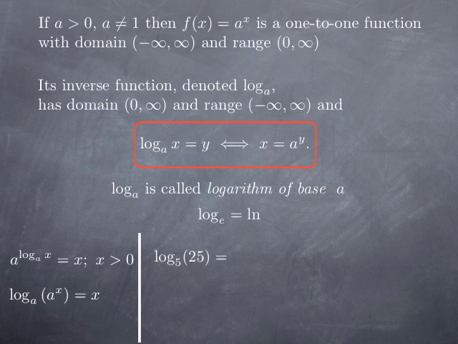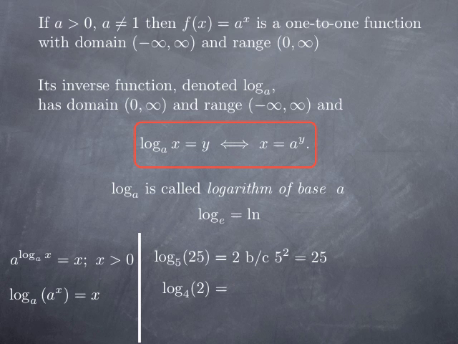Now I said that the log of base a of x is the power to which we have to raise the base a in order to get x. So let's look at some examples here. What would be the log of base 5 of 25? Well, the question is, to what power do we have to raise 5 in order to get 25? To the power 2, because 5 squared is 25. In other words, the log of base 5 of 25 is 2.